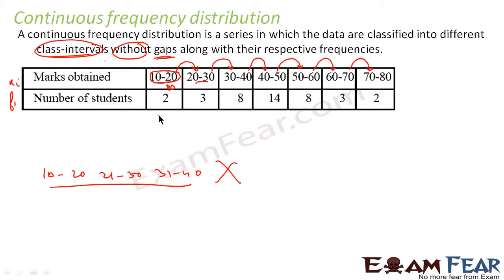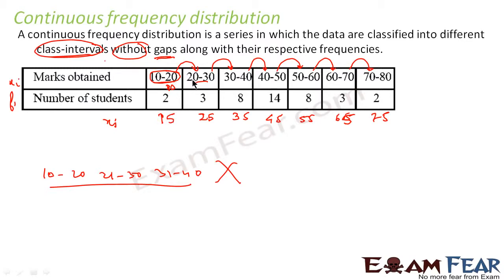So in this case, xi will be 10 plus 20 by 2, that is 30 by 2, 15. In this case, 20 plus 30 by 2, 50 by 2, 25. 30 plus 40 by 2, 70 by 2, that is 35. 40 plus 50 by 2, 90 by 2, 45. 50 plus 60 by 2, that is 55. 60 plus 70 by 2, 65. 70 plus 80 by 2, 75. This is the value of xi we will take generally, if you want to find mean, mean deviation about mean, those kind of things.